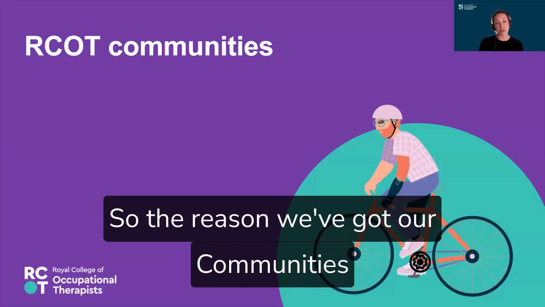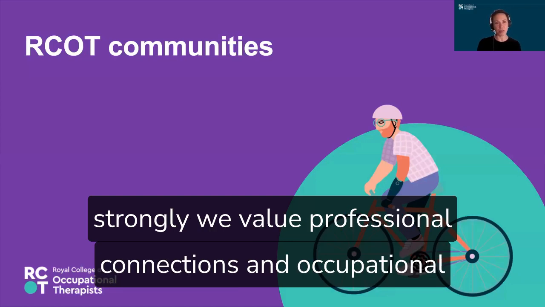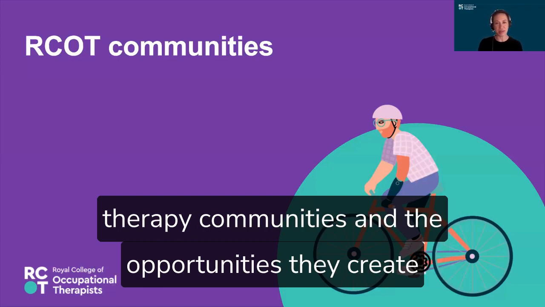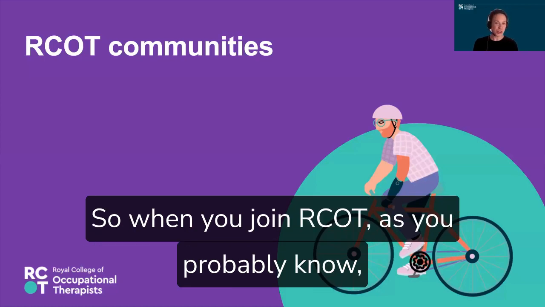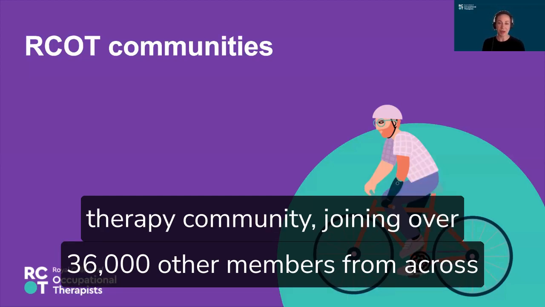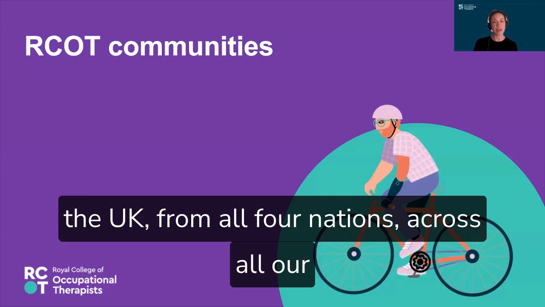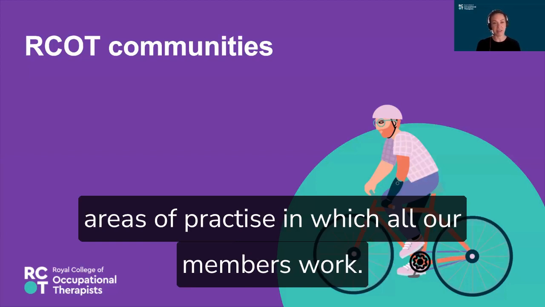So the reason we've got a Communities and Connections team is because of how strongly we value professional connections and occupational therapy communities and the opportunities they create for professional development. So when you join RCOT, as you probably know, you automatically become a member of our fabulous occupational therapy community, joining over 36,000 other members from across the UK, from all 4 nations, across all our different career levels, and across the diverse settings and areas of practice in which all our members work.